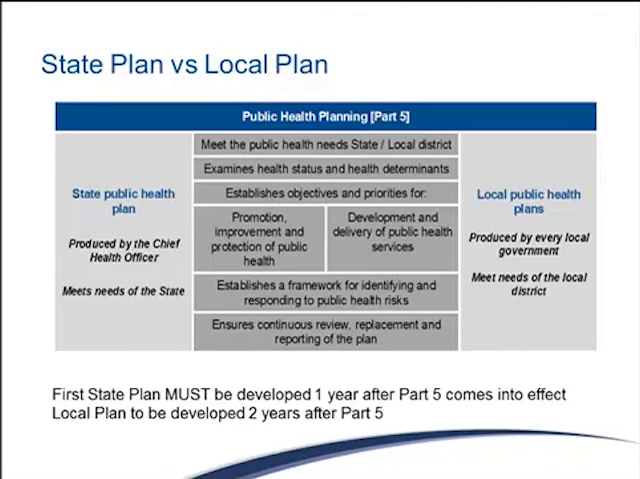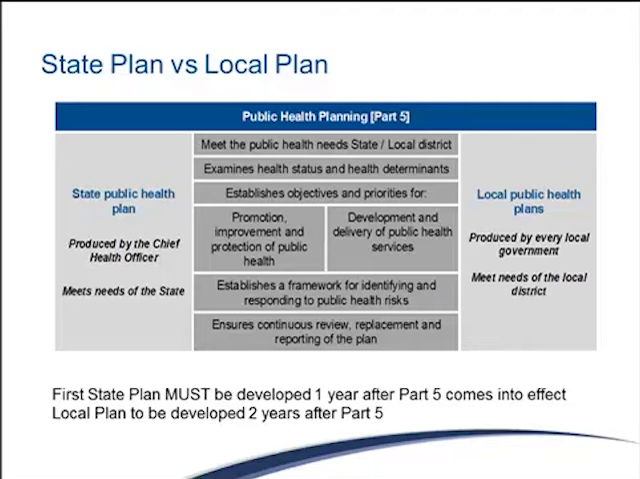Both the state and local plans must meet the public health needs of the state or local district, examine the health status and health determinants of the population, establish objectives and policy priorities for the promotion and protection of public health and the development and delivery of relevant services, define how objectives and policy priorities are to be achieved, including a framework for the identification, evaluation and management of risks relating to public health in the state, and ensure a process of review, replacement and reporting.